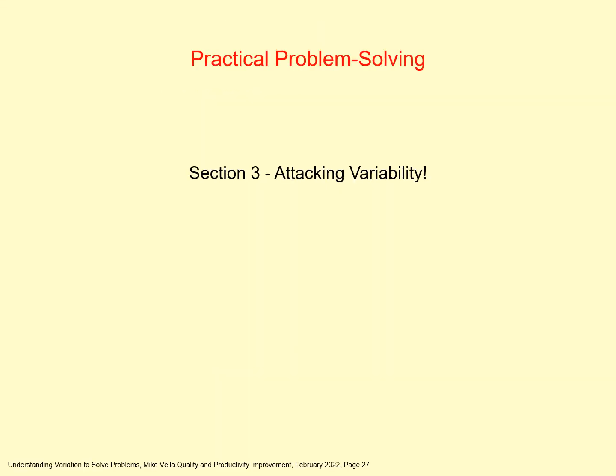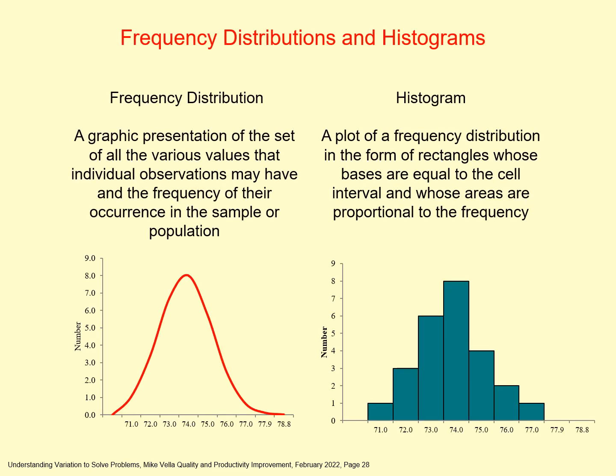Next, attacking variability. Well, we're talking about attacking variability, and perhaps sometimes it's easier for us to see or describe variability in a form of a picture. On the left, you'll find something called a frequency distribution, which is a graphic presentation of the set of all various values that individual observations may have and the frequency of their occurrence in the sample or population.